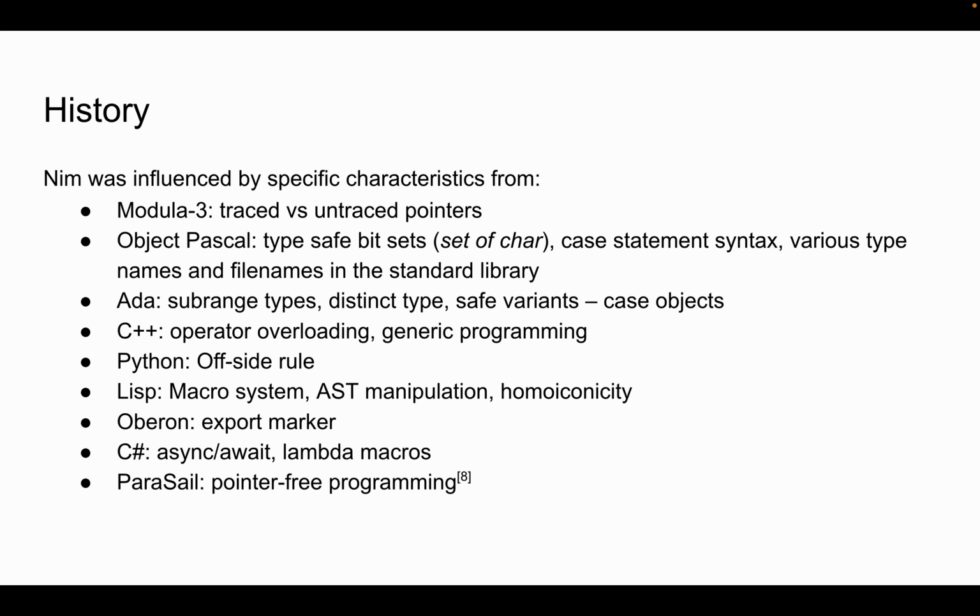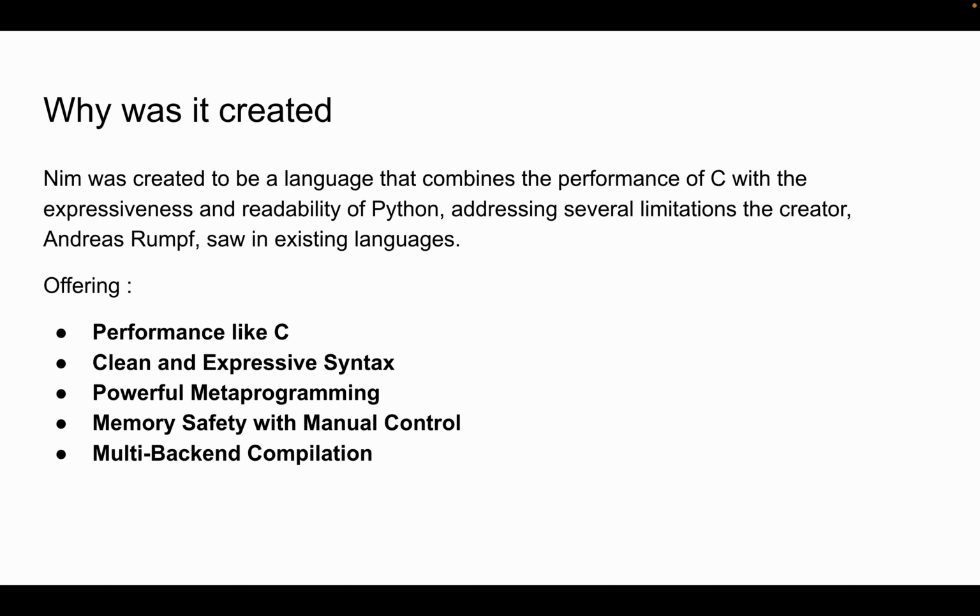Why was Nim created? Nim was created to be a language that combines, again, the performance of C with the expressiveness and readability of Python, addressing several limitations the creator, Andreas Rumpf, saw in existing languages, offering the performance of C, the clean and expressive syntax Python offers, powerful metaprogramming, memory safety with manual control, and multi-backend compilation.